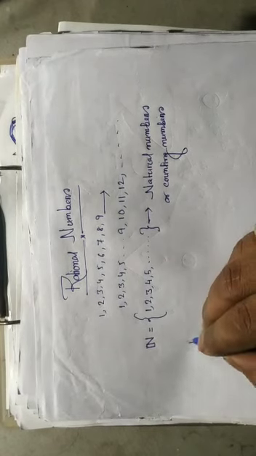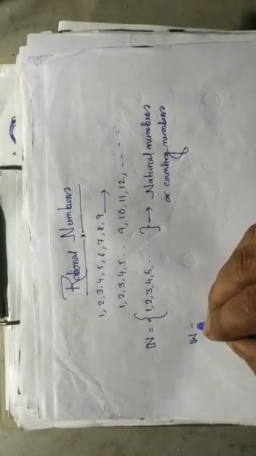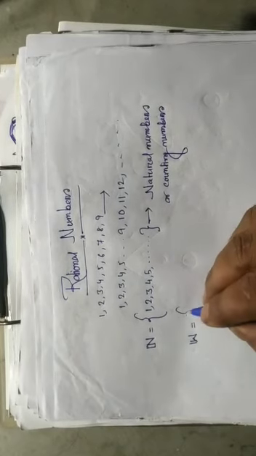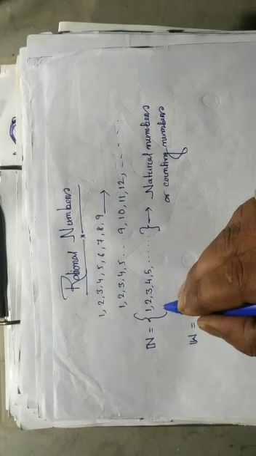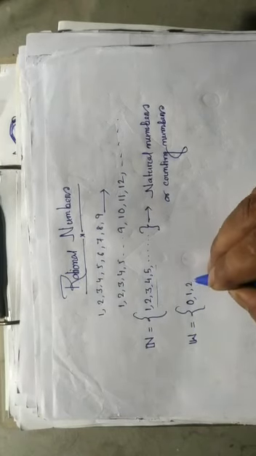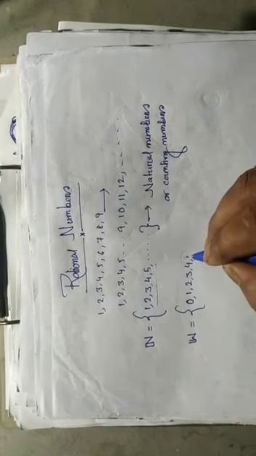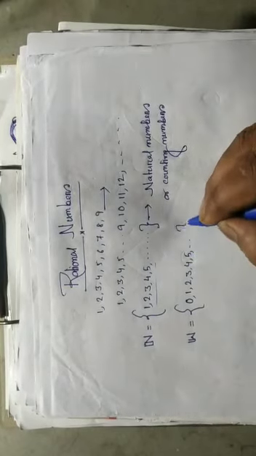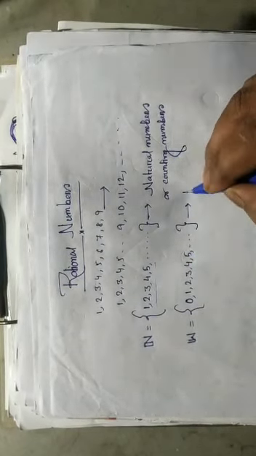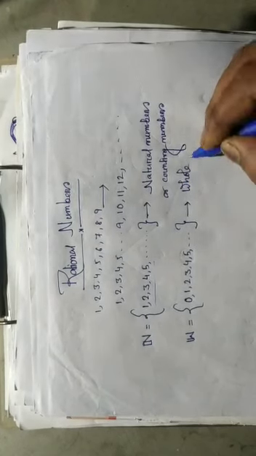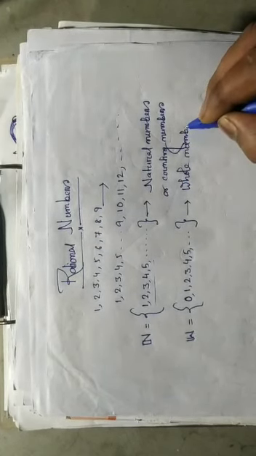Okay, next, if we add 0 with the natural numbers or counting numbers, then the set is called whole numbers and it is denoted by capital W or script W. So what is the set of whole numbers? We add 0 along with the natural numbers 1 2 3 4 5 and so on. So it is called the set of whole numbers.